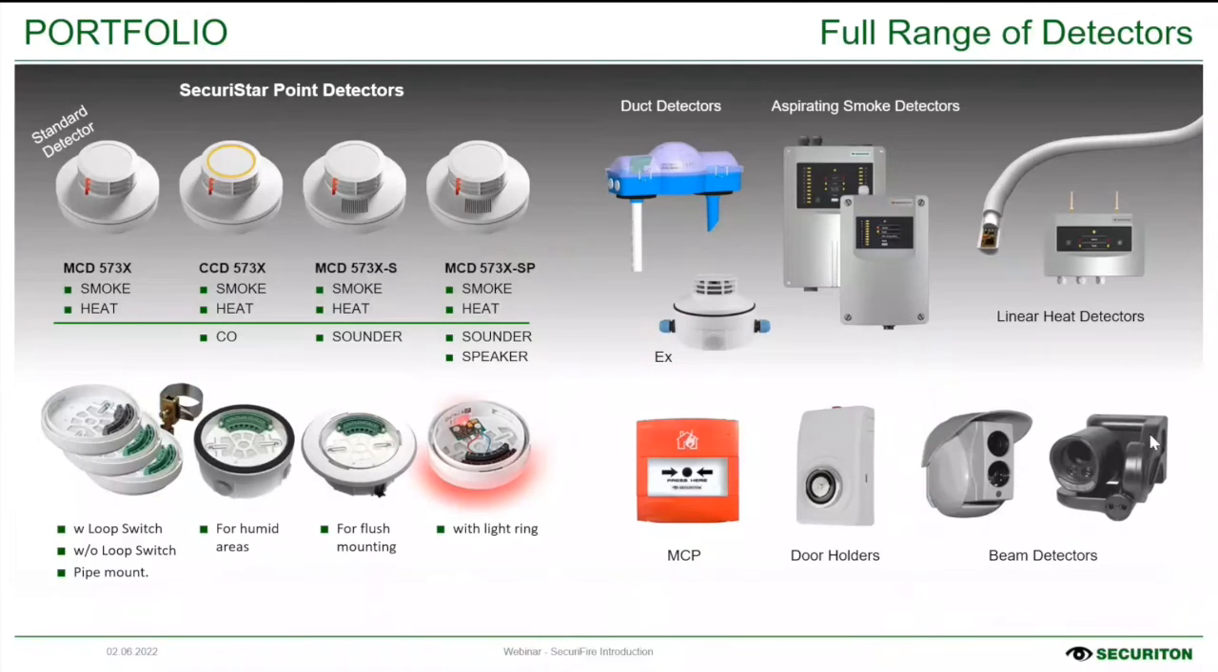This is the full range of our devices that can be put on a loop. We have the smoke heat multi-criteria detector, the smoke heat and CO, and the smoke heat and sounder. We have the smoke heat sounder and speaker, manual call points, different kinds of bases, duct detectors, and a range of special fire detectors, which include aspiration smoke detectors, linear heat detectors, and beam detectors.